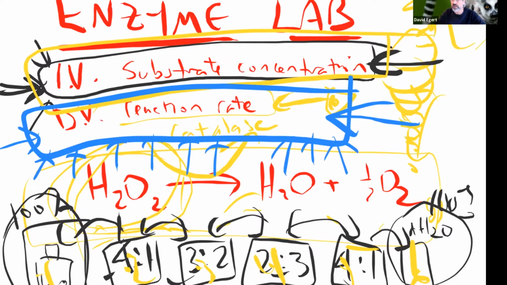I know you've read the procedure, so you have some basic idea. By the amount. Say it again. By the amount of oxygen being released. So, amount of oxygen, but again, we're not just worried about how much oxygen, we're worried about a rate.